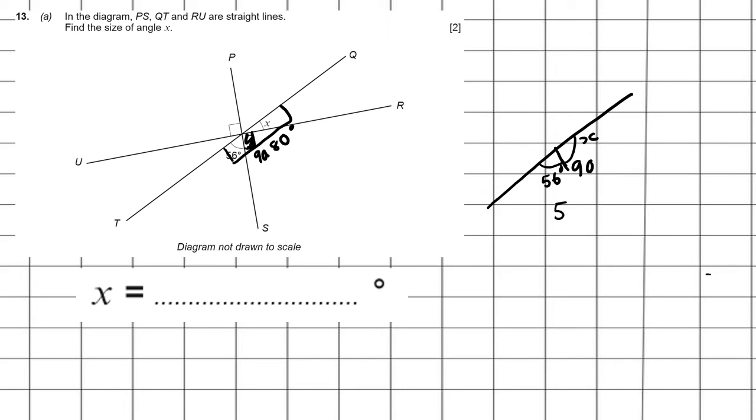So 56 plus 90 gives us 146. And a rule for the straight line is a straight line adds up to 180 degrees. So 180 take away 146 gives us 34 degrees.